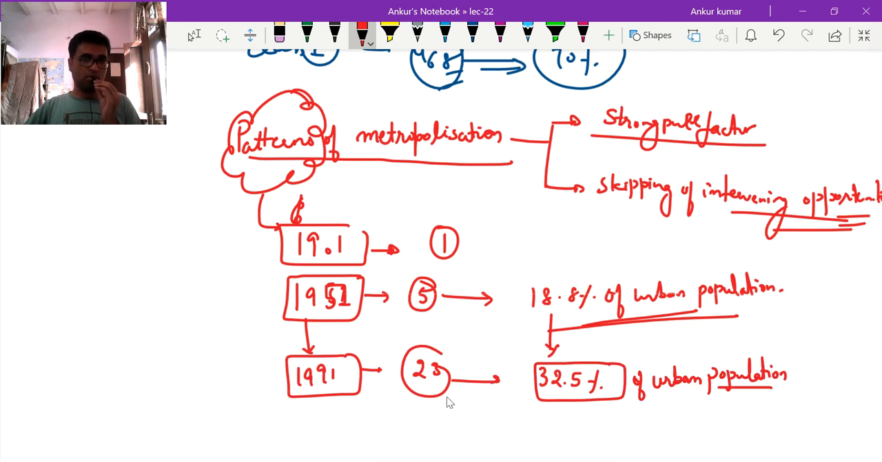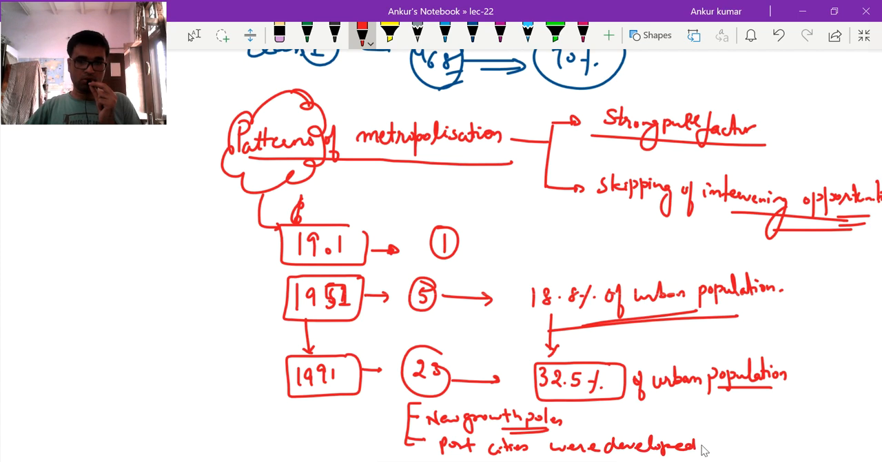And there were again a number of factors. Number one was that new growth poles were created by the government, for example Jamshedpur, Dhanbad, Nagpur, etc. Okay, and some other port cities developed, for example Trivandrum, Kochi, new port cities were developed. So these were the main centers which grew as metropolitan in this phase 1951 to 1991.